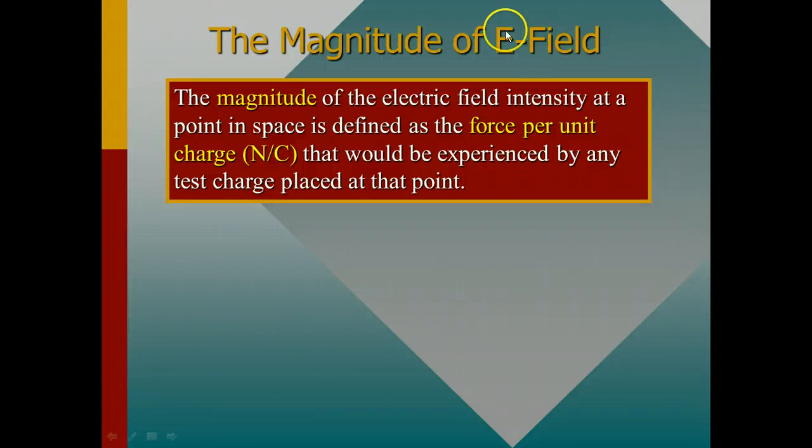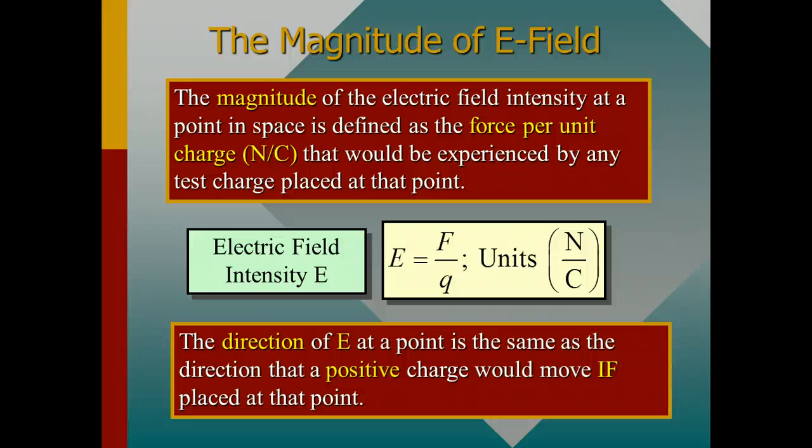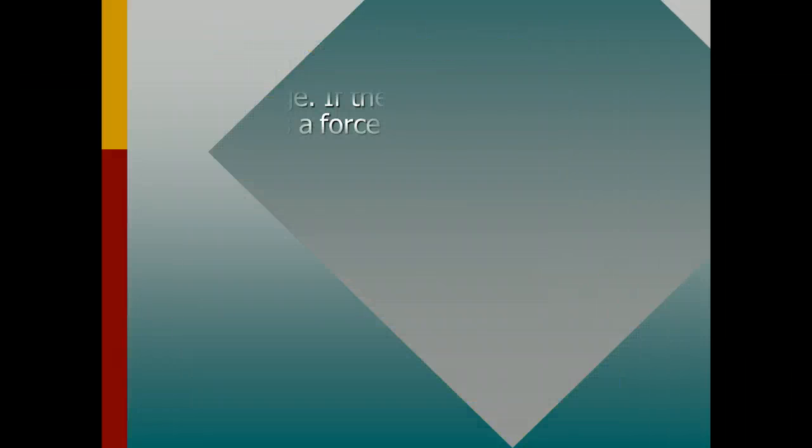The magnitude of the electric field is given by force per charge, so that's newtons over coulombs, and it's the force per charge that would be experienced by any charge placed at that location. So our important equation here is that the electric field intensity is force per charge, F over Q, and the units are newtons per coulomb. And again, the direction of that electric field is the same as the direction that a positive charge would move if it was placed at that point. There doesn't have to be a charge there, but if there is one there, the direction that that force would point is the direction of that field.